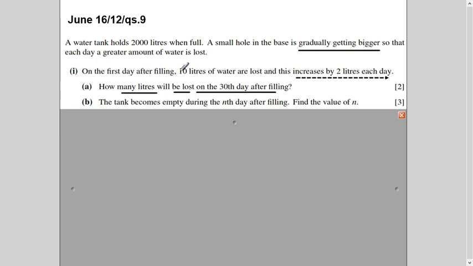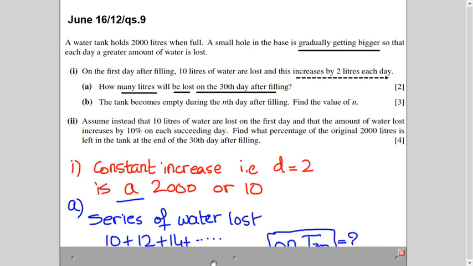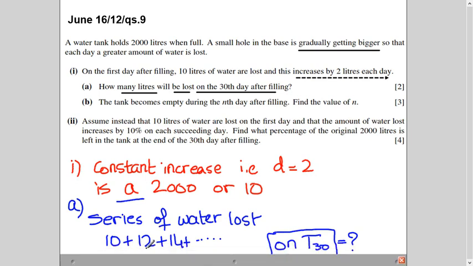Because if the first day 10 liters is lost and every day it is increased by 2 liters, so your series of water lost will be something like this: 10, 12, 14, 16, 18 liters, and so on. So the difference is basically in numbers 2, so it is 2 liters. A is 2000 because initially when the tank was full, 2000 liters of water was there, right? So the series of water lost will be like this. You need to understand the series here.